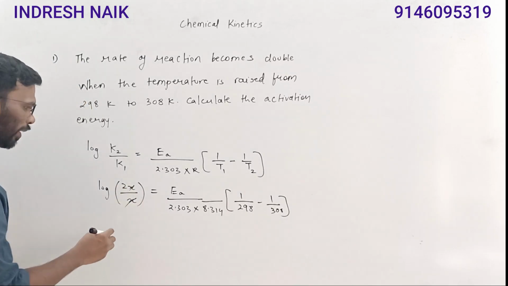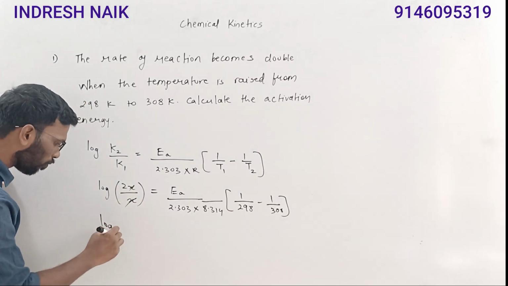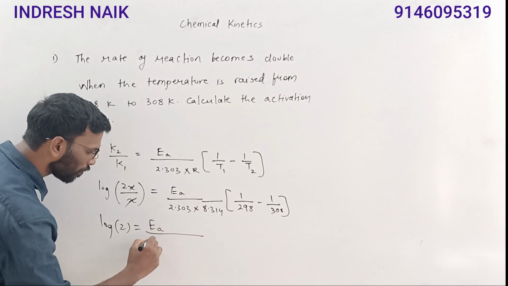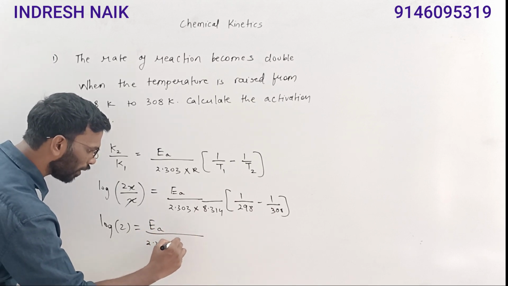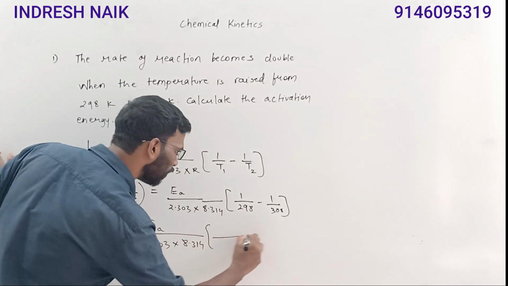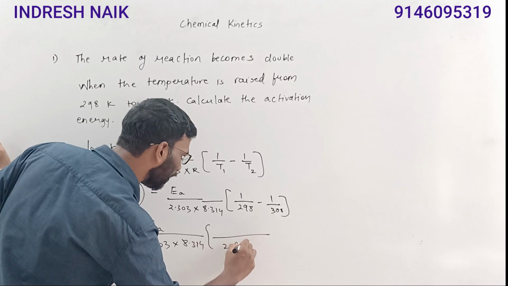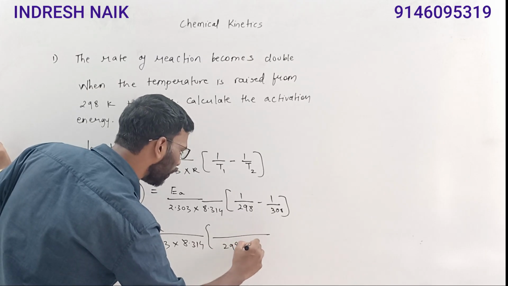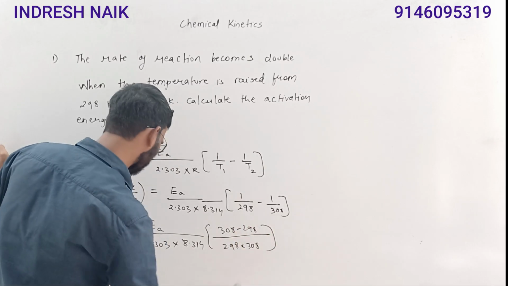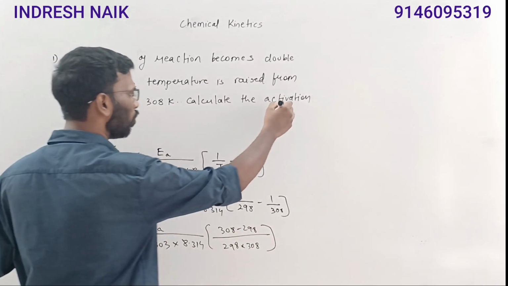So this and this will get cancelled. What do we write? Log of 2 is equal to EA upon 2.303 into 8.314, and this will be 298 multiplied by 308, and 308 minus 298. Right? What is log of 2?